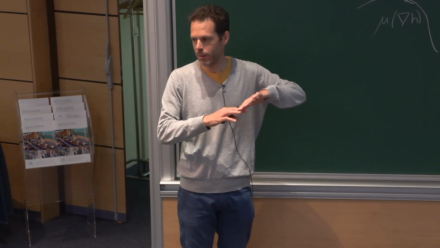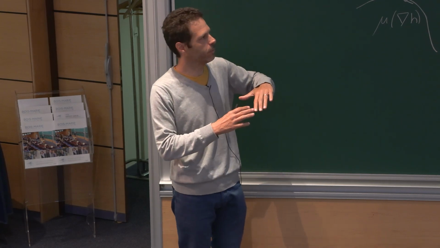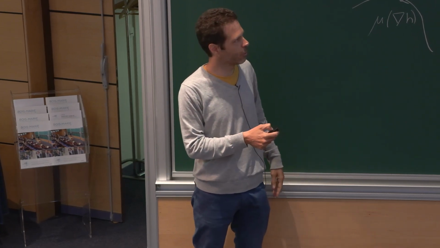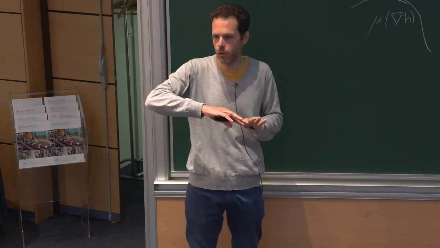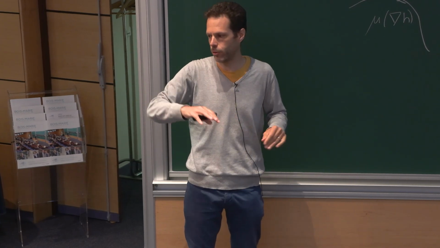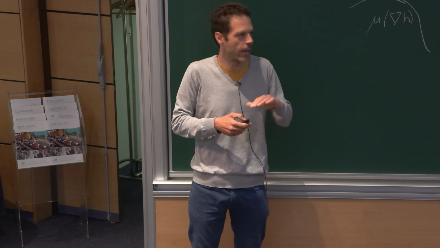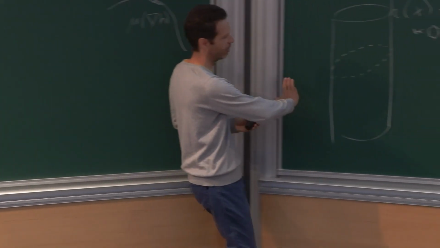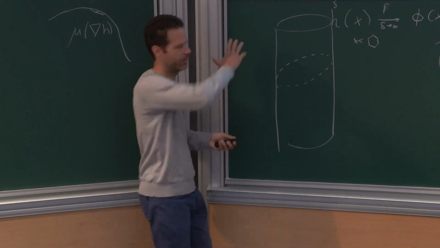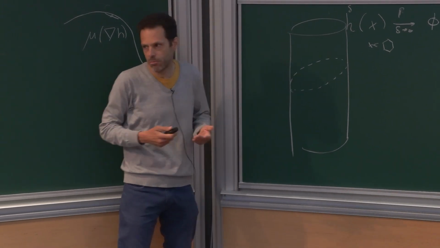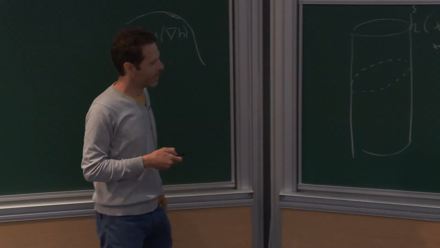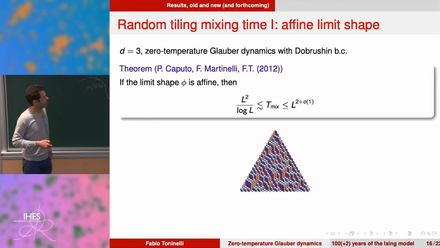The only situation in which we could control this mixing time was assuming that the limit shape is affine, which is very restrictive on boundary conditions, but this is what we could do. Of course, we would like to treat the case where the limit shape is some curved thing, which is much more interesting. Okay, but this is what we could do at the time.